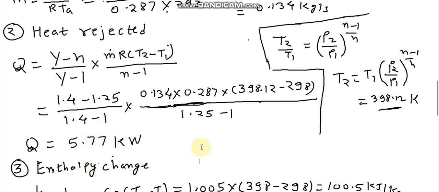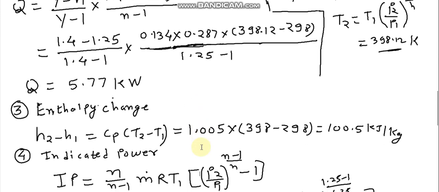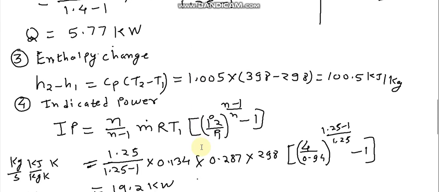Now enthalpy change. In the air compressor, 1 to 2 is the compression process. So enthalpy change is H2 minus H1. The working fluid used here is air, so we can assume air as an ideal gas. For ideal gas, H is equal to Cp into T. So H2 is equal to Cp into T2, H1 is equal to Cp into T1, so it is Cp (T2 minus T1). Cp is 1.005, T2 and T1 we know, we get 100.5 kilojoule per kg.